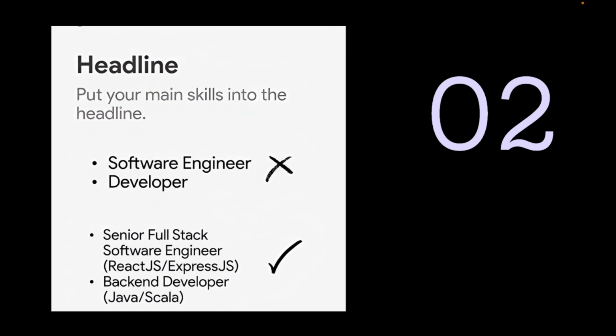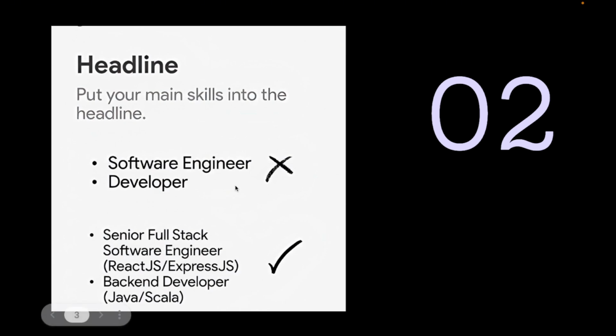Remember I showed you my headline, and how you should represent your headline on LinkedIn. Put your main skills into your headline. It's not just saying I'm a software engineer, when nobody knows about your skill as a software engineer. So what are actually your skills? What is your level? What is your experience as a software engineer? It should be stated on your headline.